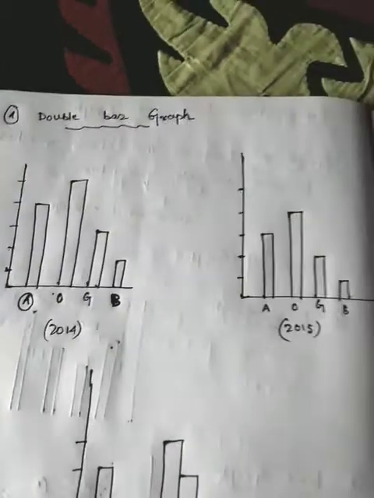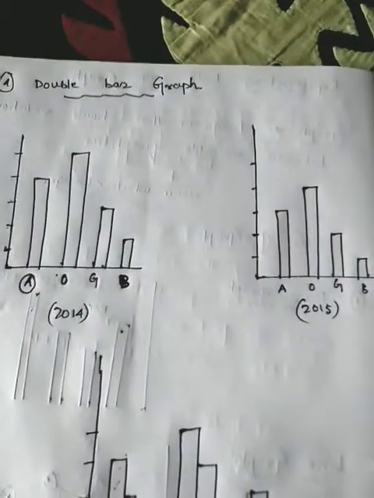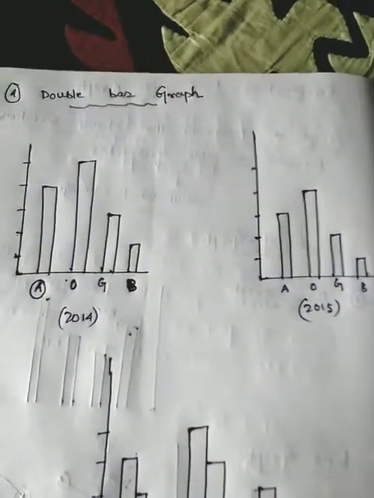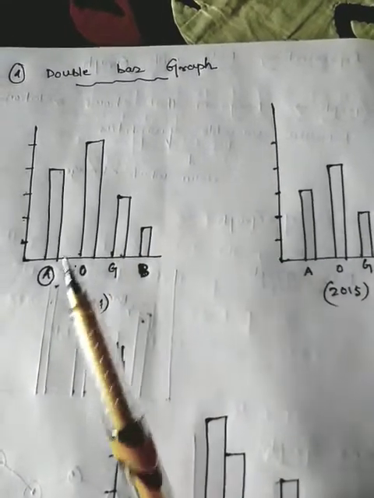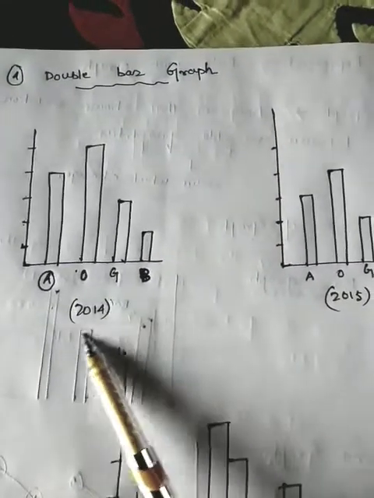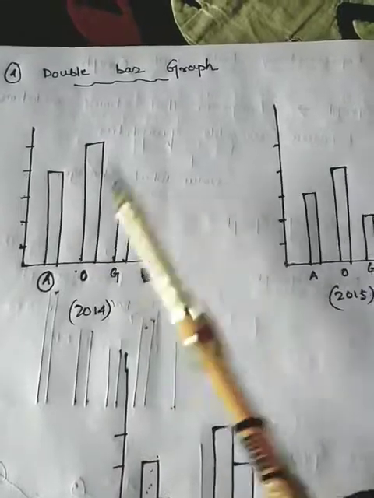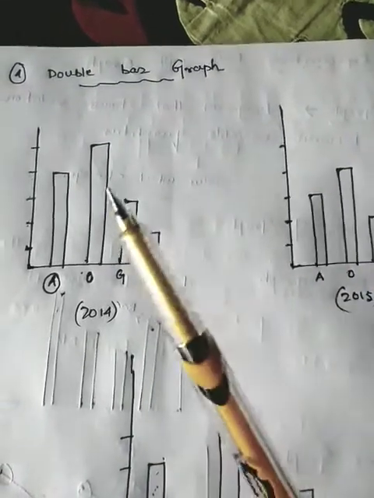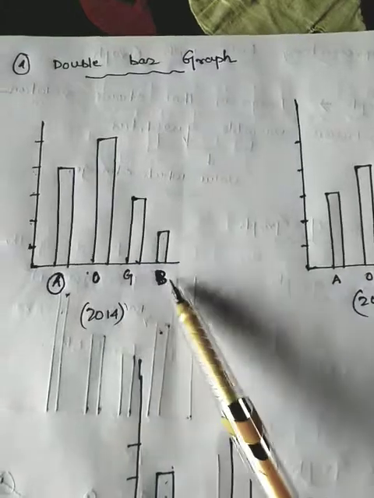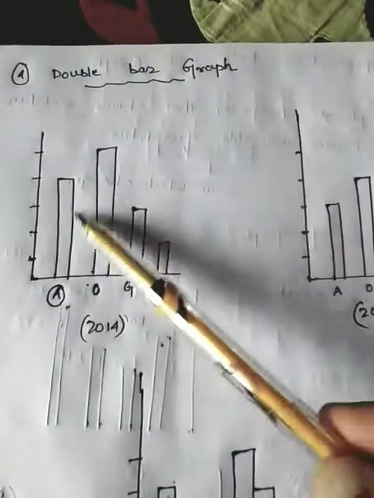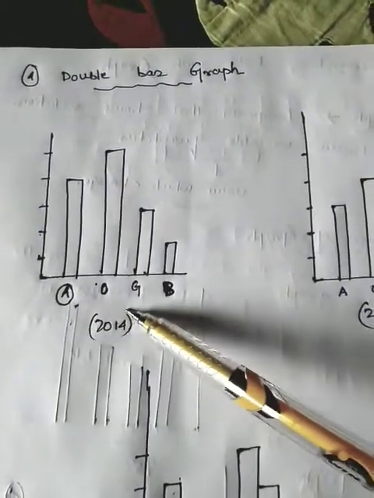Now, double bar graph. A double bar graph is a combination of two bar graphs together. Suppose, regarding one particular class, in the year 2014, we took data regarding the liking towards some particular fruits, that is apple, orange, grapes and banana. So these are the graphs which were made in the year 2014.